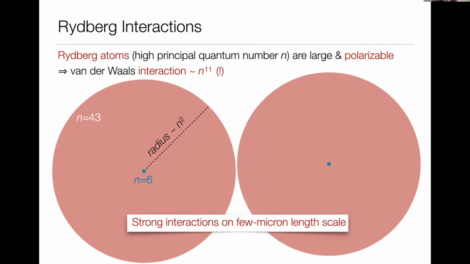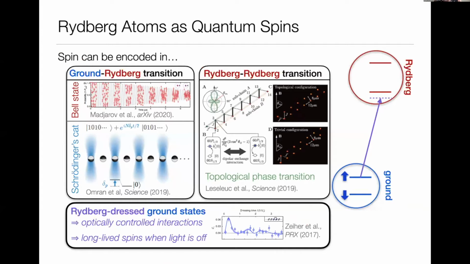This general approach is explored in a number of groups around the world, and there have been some really beautiful experiments harnessing these Rydberg interactions to make highly entangled Schrodinger cat type states and to realize topological spin models. And there are different ways of harnessing the Rydberg states for realizing interactions between the atoms. Some of the examples I showed here have direct interactions between the Rydberg atoms. Those states are somewhat short-lived, with a lifetime on the scale of 100 microseconds.